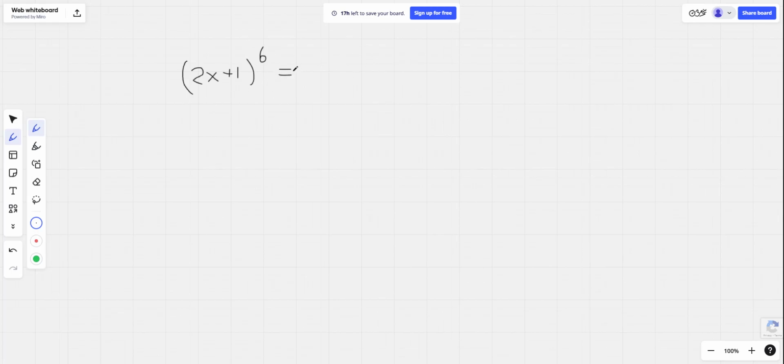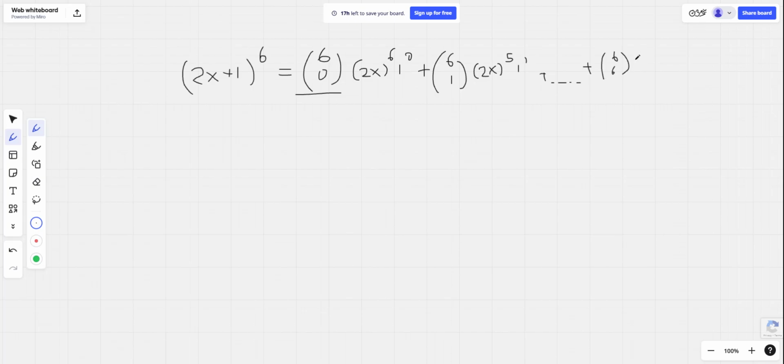We know that by the binomial theorem this is 6 choose 0, the binomial coefficient here, times (2x)^6, 1 to the 0th power, plus 6 choose 1, (2x)^5, 1 to the 1st power, and so on, up to 6 choose 6, (2x)^0, 1 to the 6th power. Okay, but how do we get these coefficients?